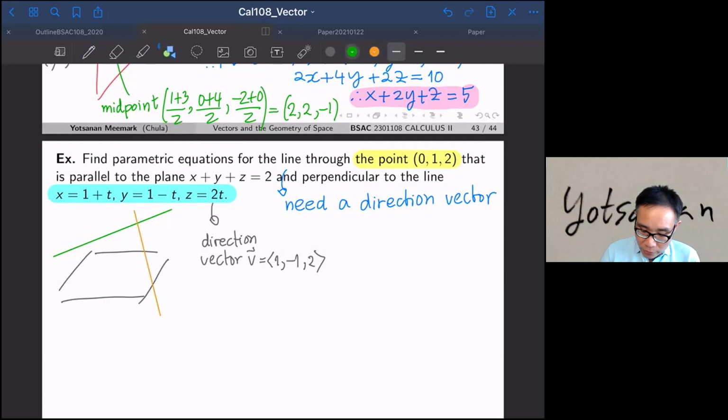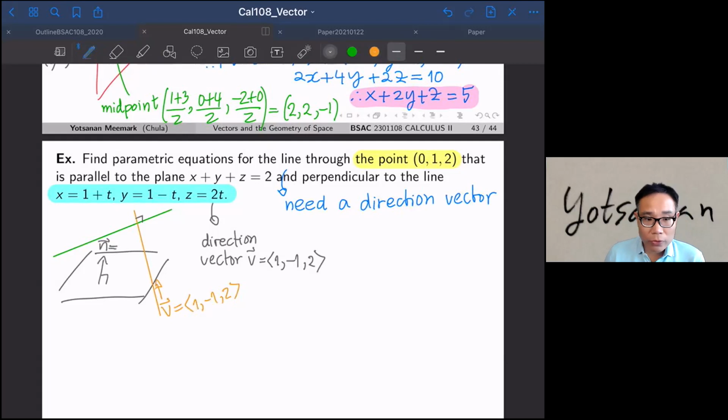And you know that these two lines are perpendicular to each other, and the line here has the direction vector v equal to 1, negative 1, 2. And another thing comes from the plane. The plane has a normal vector, which turns out to be n.